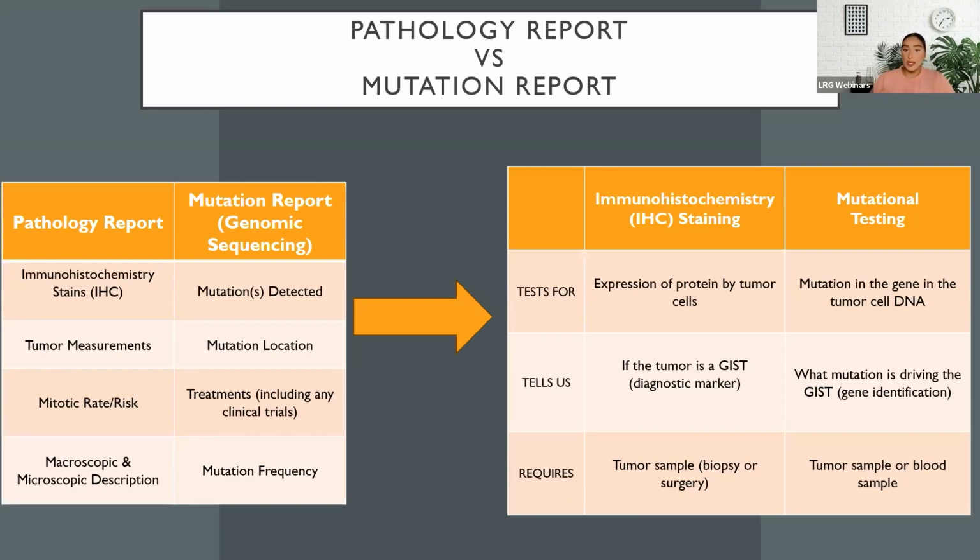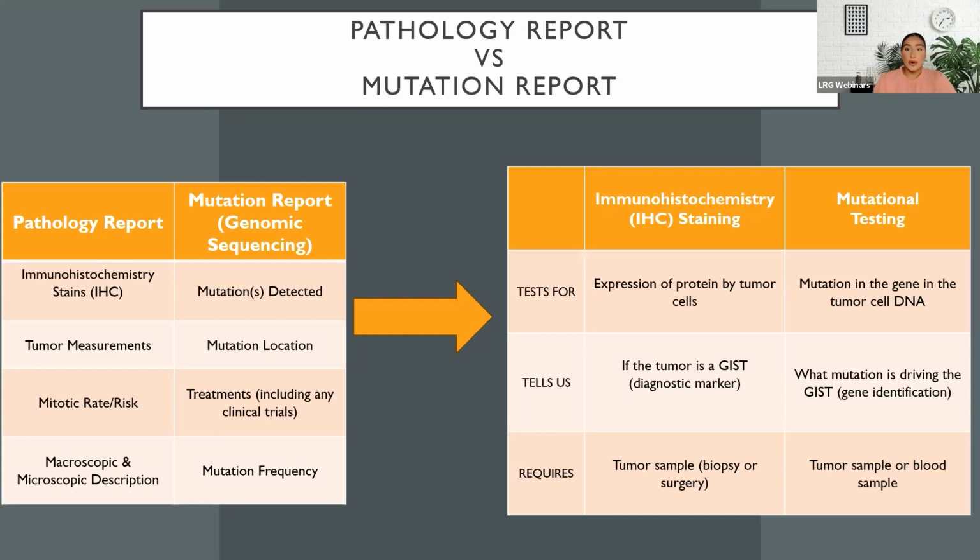CD117 and c-KIT are interchangeable terms and are not to be confused with KIT mutation, which is found on the mutation report. If you see CD117 or c-KIT on your pathology report, followed by a positive or a negative, then it is referring to the stainings confirming GIST diagnosis, not the mutation.